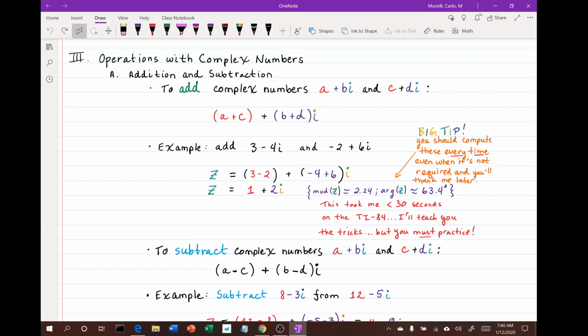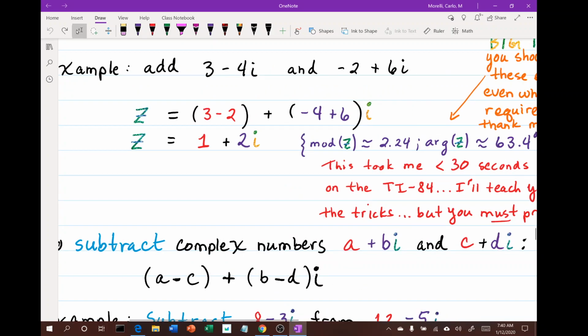So I just found the modulus, which was the length of the hypotenuse, by doing the square root of 1 squared plus 2 squared. That's how easy that is. So the modulus, the mod of z, was equal to the square root of 1 squared plus 2 squared. That's why I was able to do it so fast, because it's really just very, very simple.